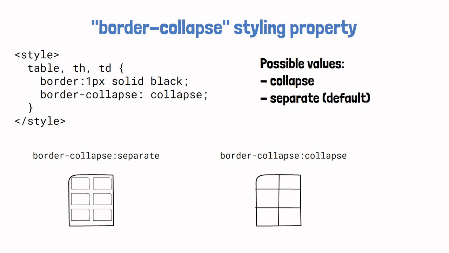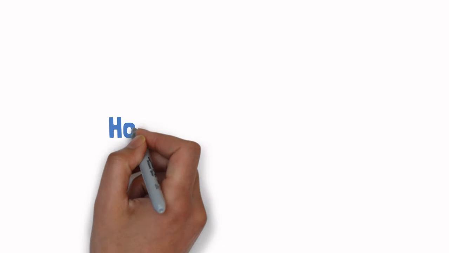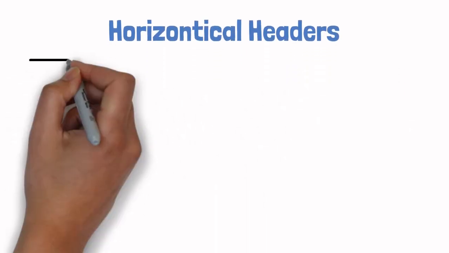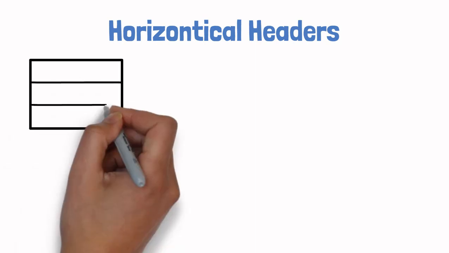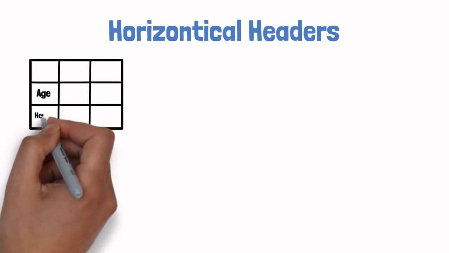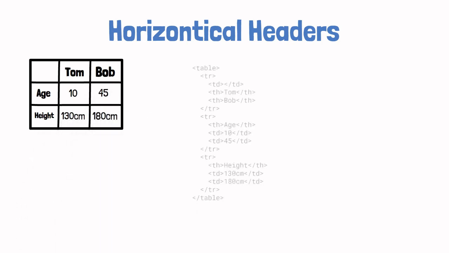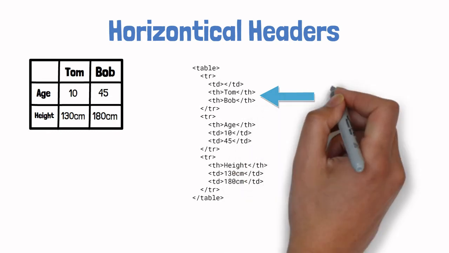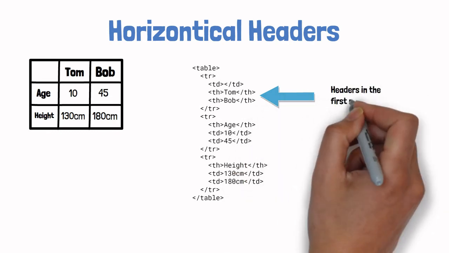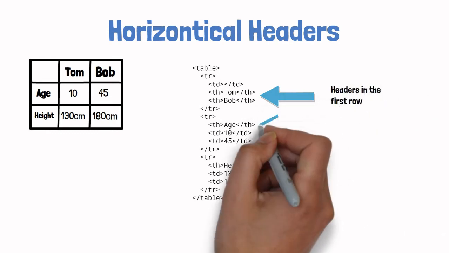Let's move on to see how to create horizontal headers. Here is a table, for example, where we have vertical headers with person names and horizontal headers with properties about the persons. The HTML code for this will have 3 table row elements, where the first row has an empty cell and 2 table header cells for the person names.